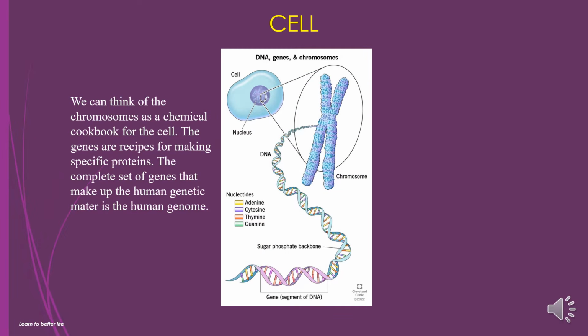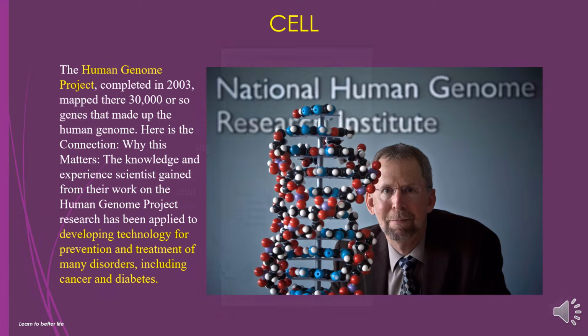We can think of the chromosomes as a chemical cookbook for the cell. The genes are recipes for making specific proteins. The complete set of genes that make up the human genetic material is the human genome. The Human Genome Project, completed in 2003, mapped the 30,000 or so genes that make up the human genome.